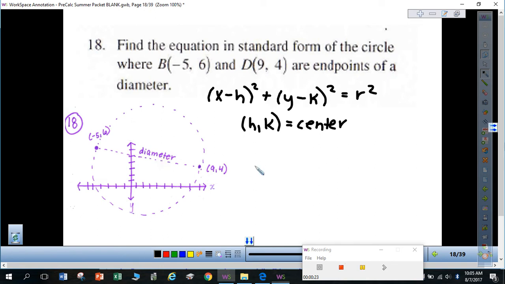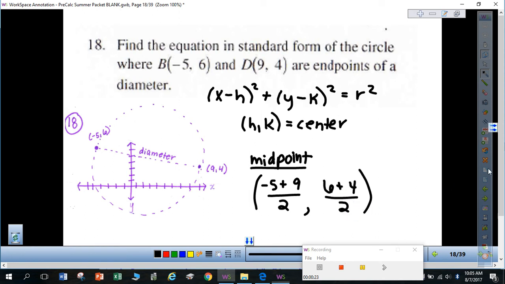And so the formula for getting the midpoint is very simple. It makes sense if you think about what we're doing. We're finding the middle. So for the x value of our midpoint, we're going to take the x values, negative 5 and 9, add them together and then divide by 2. So it's essentially x1 plus x2 over 2. And then for the y value of our midpoint, we're going to take our two y values, 6 and 4, add them together, and divide by 2.